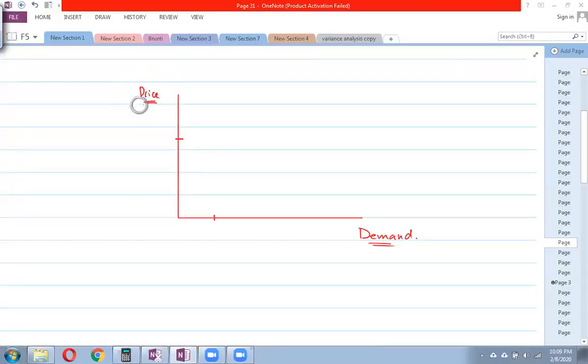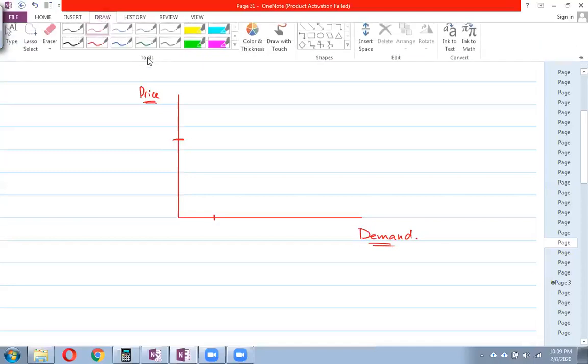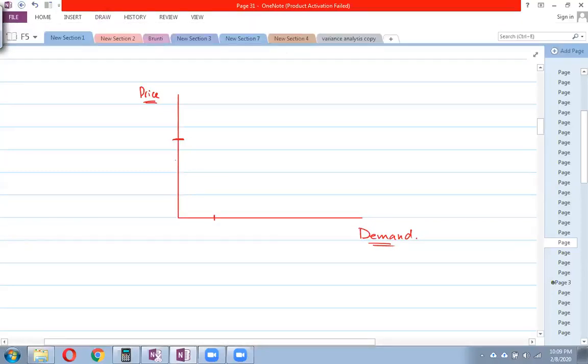So y-axis, and then we have x-axis. On the vertical axis, we have the price, and on the horizontal axis we have the demand, right? Now, what will happen if the price is this much? If the price is high, demand will be low. What will happen if you reduce the price from here to here? If you reduce the price, demand will increase, right?